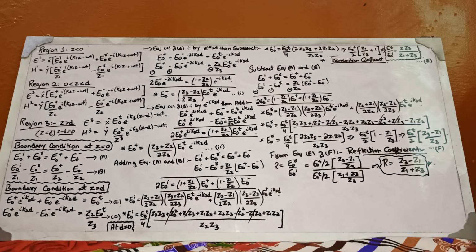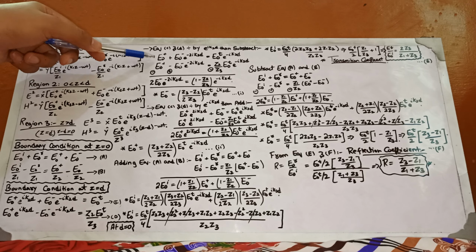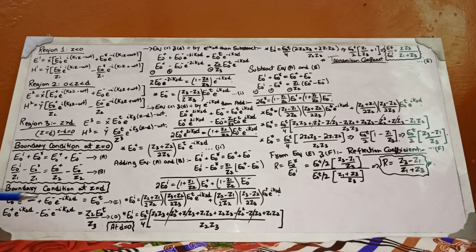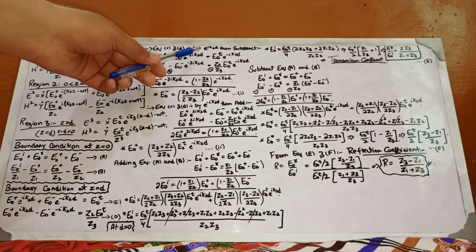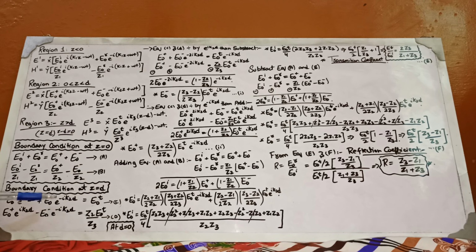So here are my equations. When I divide these equations by e^(iκd), you can see e^(iκd) cancels with this and this, and you will only be left with E0+ divided by E0+, E0+, E0+. Again, you have to divide e^(iκd) with these factors also.